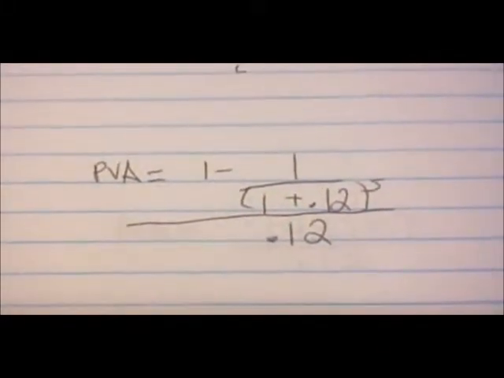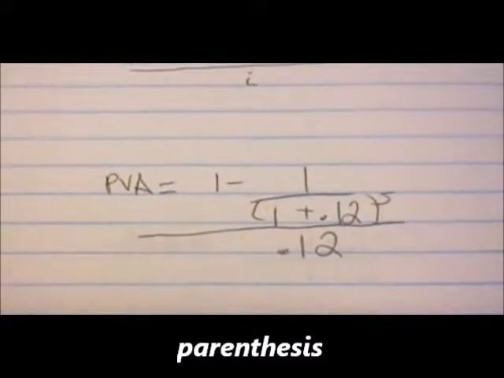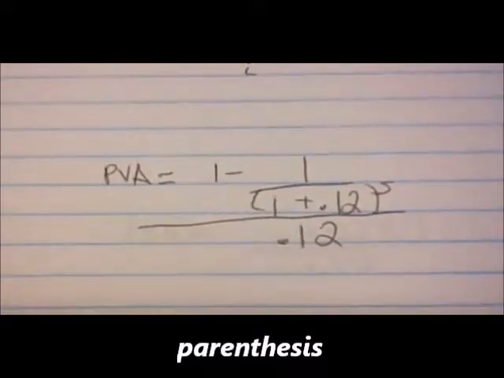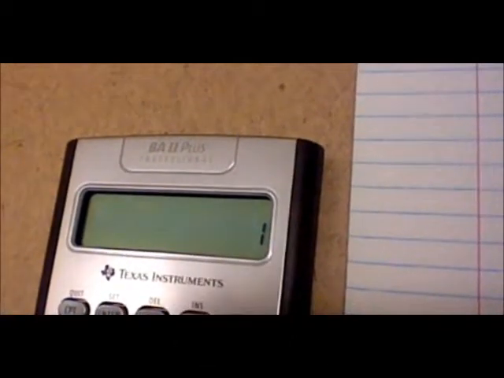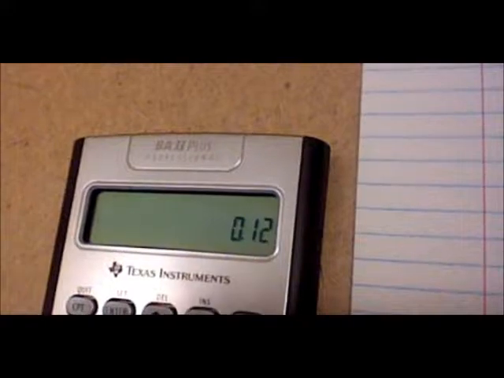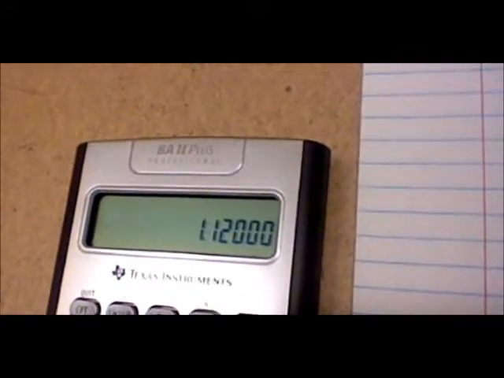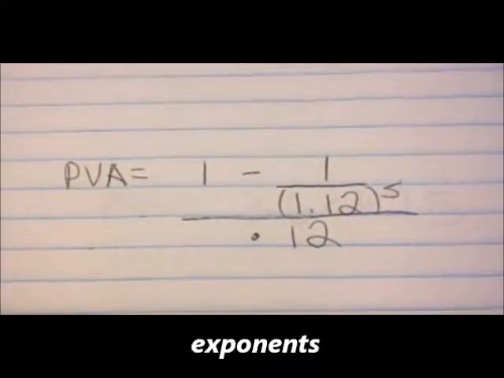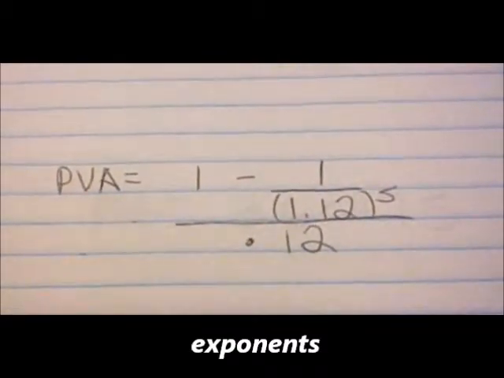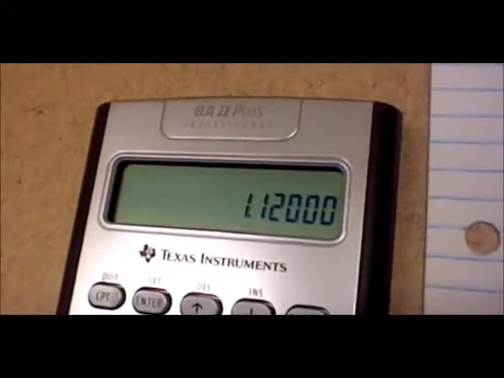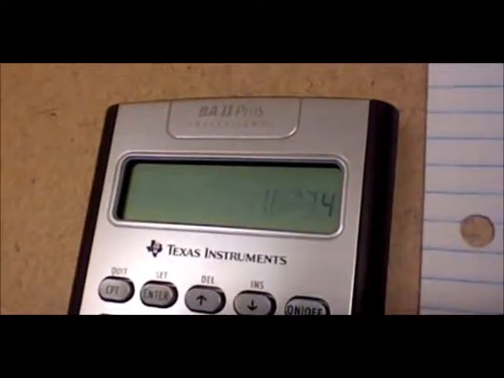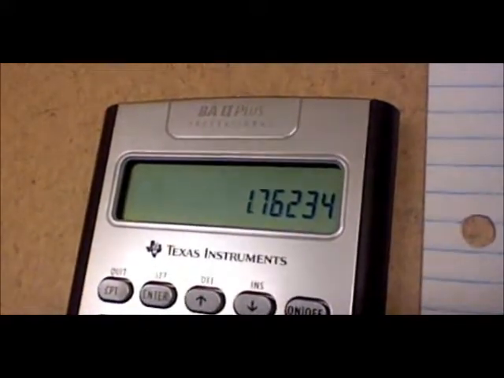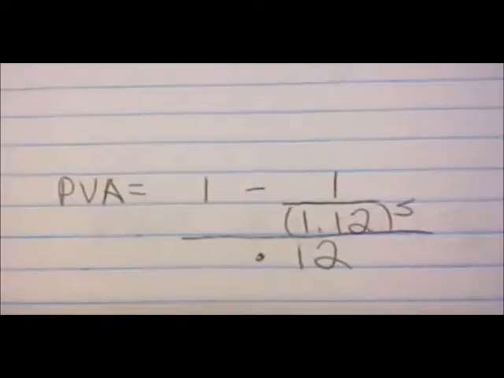So using the rudimentary order of operations, first we want to find the sum of the two numbers in the parentheses, 1 plus 0.12. So 1 plus 0.12 gives us 1.12. So we plug in 1.12. Now, next step of the order of operations is we want to find that to the 5th power. So we already have 1.12. Find that to the 5th power, and we get 1.76234.